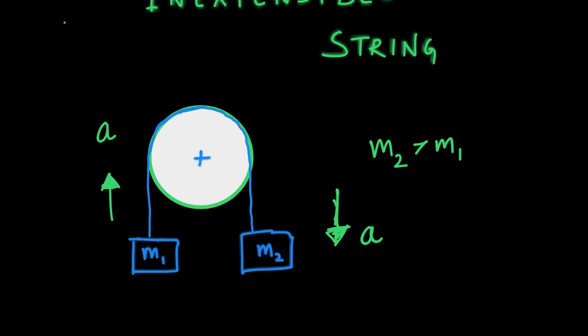So that tells you that if m2 comes down with an acceleration of little a, then m1 should go upwards with an acceleration of little a. There are other ways of proving this, but for the time being this is good enough.